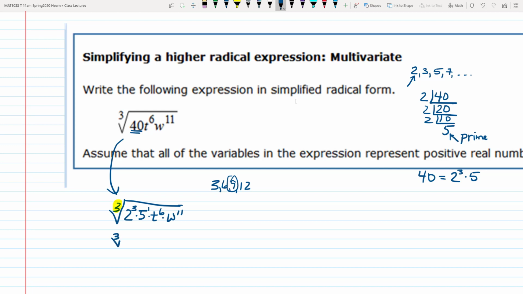So I'm going to break apart that w to the 11th. I'm going to think of it as w to the 9th times what? Well, what adds to 9 to give you 11? 2. So think of it as w to the 9th times w squared. Now we're going to break apart this radical into the perfect cubes and the leftovers.